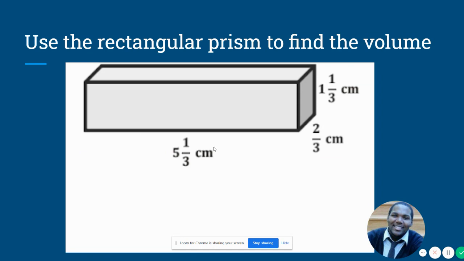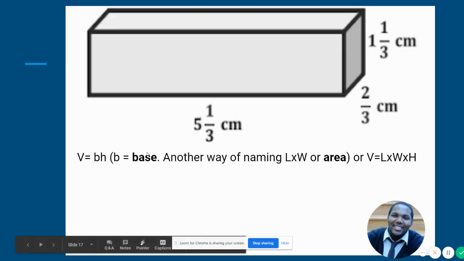So here you will notice that we're doing fractional size. We're going to do them no different from the way that we did our whole number size, but guess what? It's still a little different, but not much different. In other words, you don't have anything to be afraid of. So we have the volume equals base times height. And I want you to remember, base is just another way of naming the area.